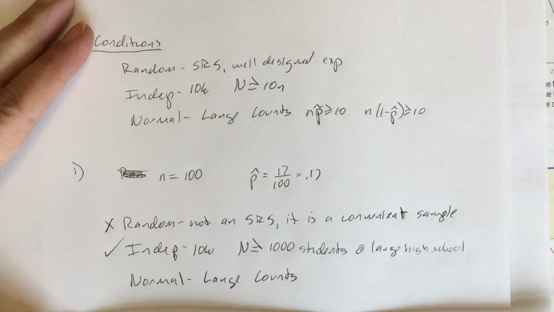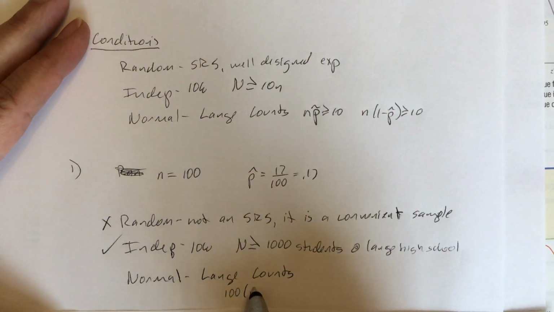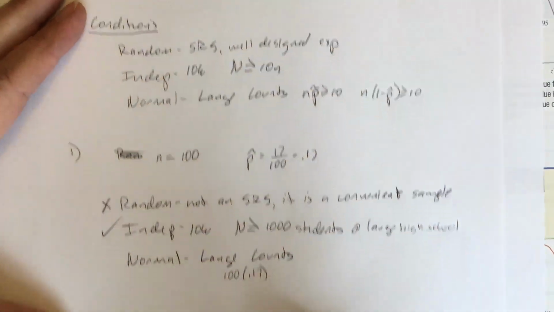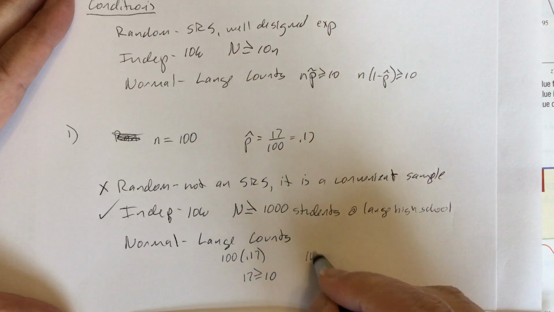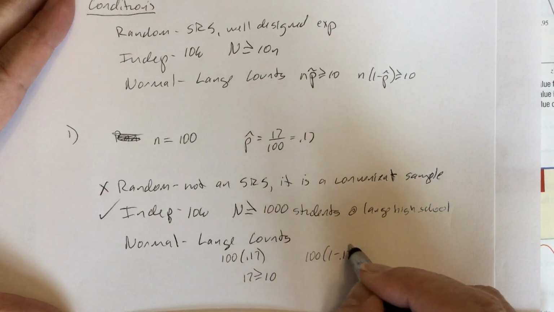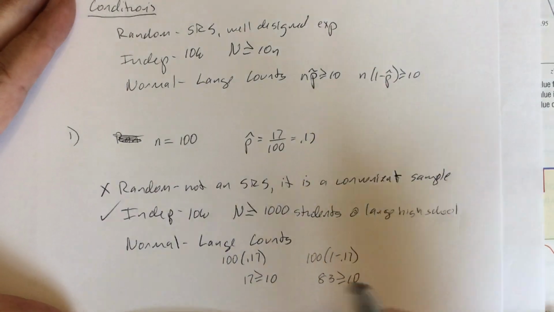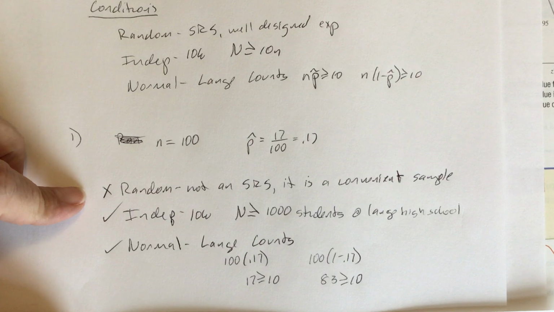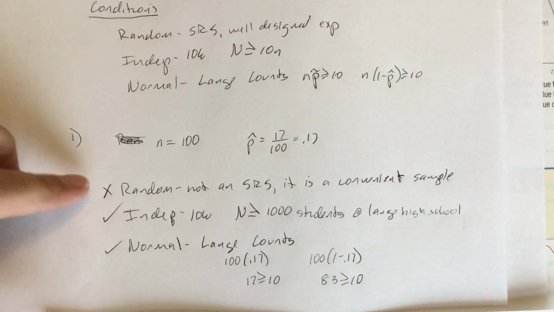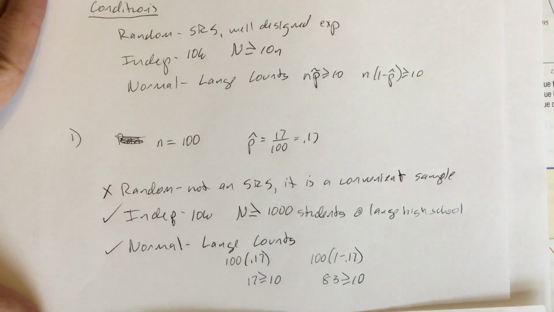Large counts. Now we're going to have to do our N, which is 100, times our P hat, which is 0.17. So N times P hat is 17. That's okay. And then 100 times 1 minus P hat, what's that, 83? 83 is greater than or equal to 10. So that condition was also met. So the one that isn't met here is random, but the other two are. And we'll talk about what to do when a condition's not met in a confidence interval.